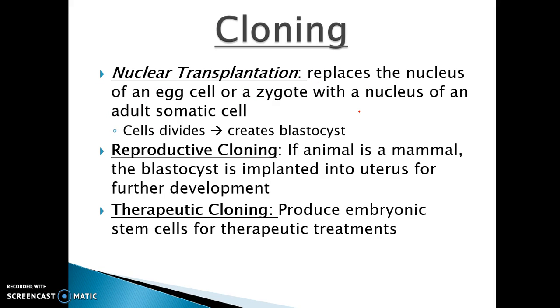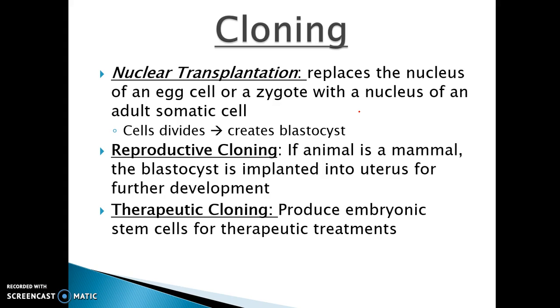Okay, so now we're going to be talking about cloning. There are three main types of cloning. Cloning is making an exact copy, no variation. So we have reproductive cloning, which is actually making a new animal or organism. If it's a mammal, we have to put that blastocyst into a uterus for further development. So you take it out and you have your blastocyst.